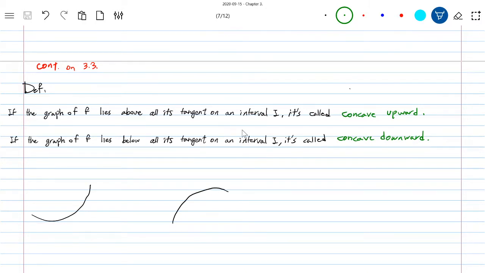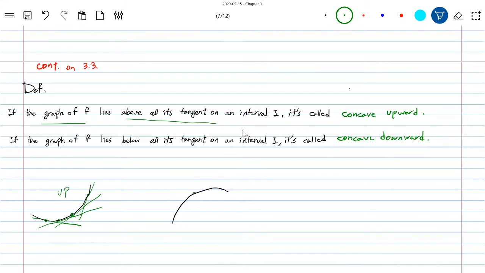So here there are two shapes. If you look at the left one, if I pick a point and draw the tangent line, what you see is the tangent line is below the graph, or you can say the graph is above the tangent line. That means this is concave upward. Anywhere that you pick, any point, the tangent line is always below the graph. If this happens, then this graph is concave upward.